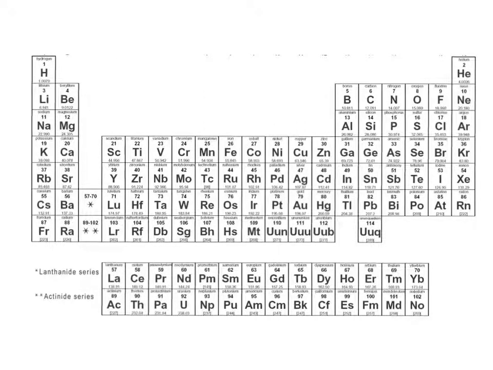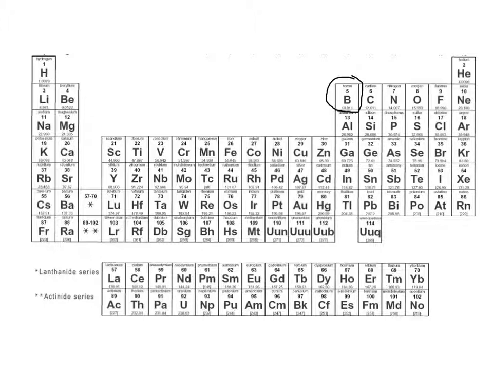This is a series of short lectures on the periodic table. The first thing to note is that the periodic table is simply a listing of all of the elements in a tabular form. Each element is represented by a box in the periodic table. We'll take this one for example.